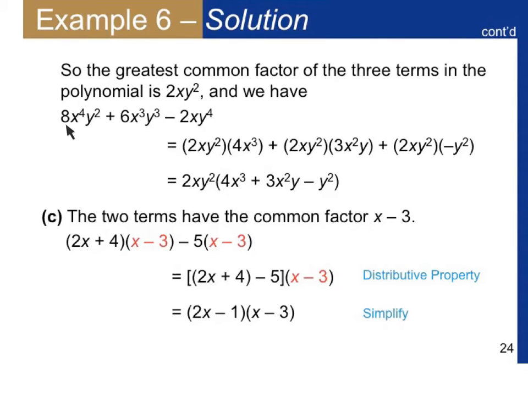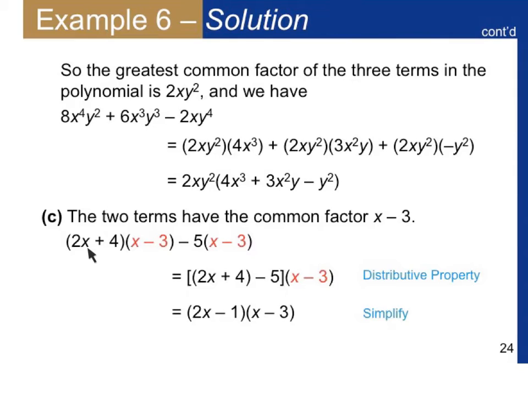So what we're going to do is divide that 2xy squared out of here, and when we do that, we get 4x cubed. We're going to divide it out of here, and when we do that, we get 3x squared y. And we divide that out here, we get minus y squared. So basically we can factor out this greatest common factor, and these are the three terms we have left over when we divide them out. So we have 2xy squared times 4x cubed plus 3x squared y minus y squared. And then we could just leave this, we don't have any common factors in here anymore, and we can't really factor that trinomial anymore.